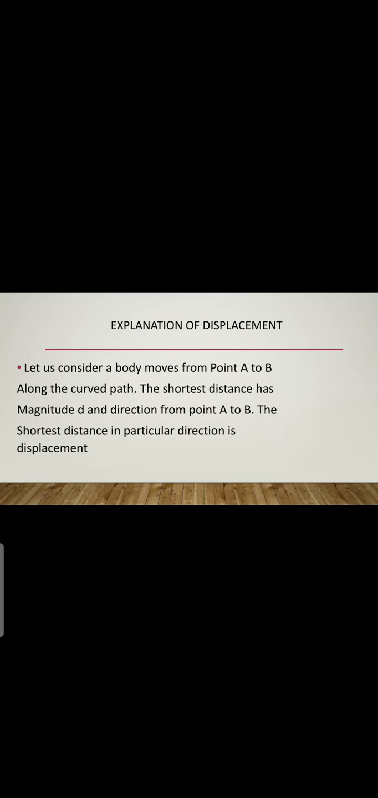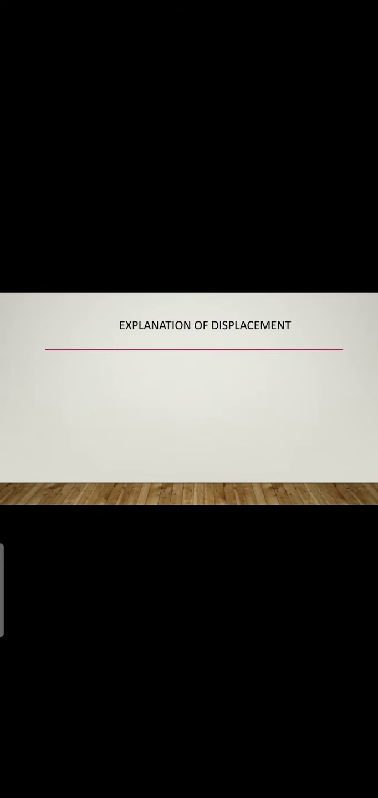And if we find out in which direction the body covers the distance, the direction is pointed by the arrowhead. The body starts its journey from point A and ends its journey at point B. So that direction is represented by the arrowhead. I will show it in figure 2. So direction is represented from point A to point B. The shortest distance in that particular direction is called the displacement. So this is all about the explanation of the displacement.